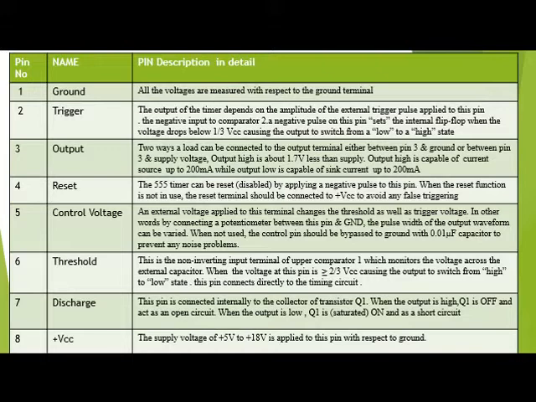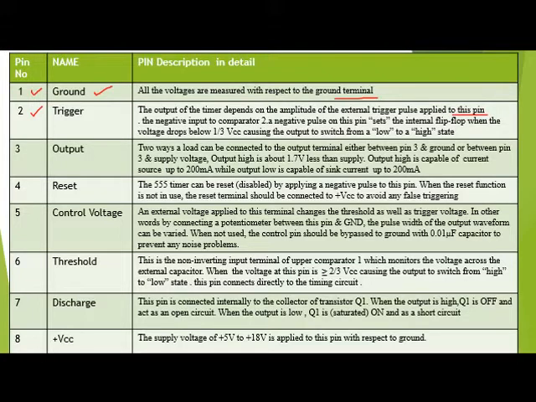After the discussion about the pin diagram, now we are discussing the pin description in detail. First is pin number 1, the name of the pin is ground, and all the voltages are measured with respect to the ground terminal. The second pin is the trigger input. The output of the timer depends on the amplitude of the external trigger pulse applied to this pin.